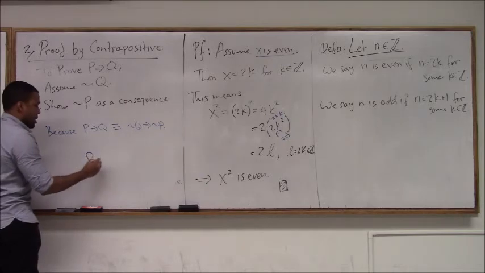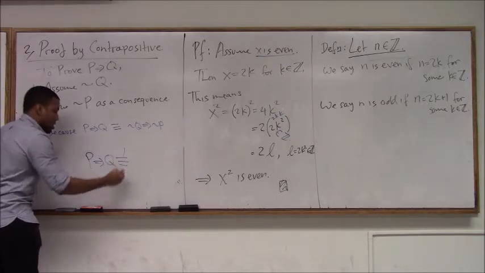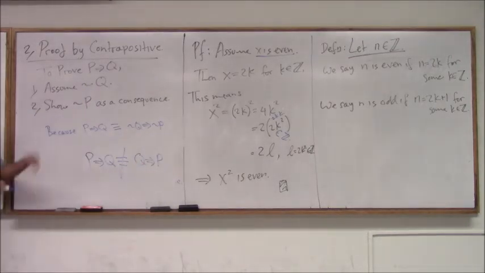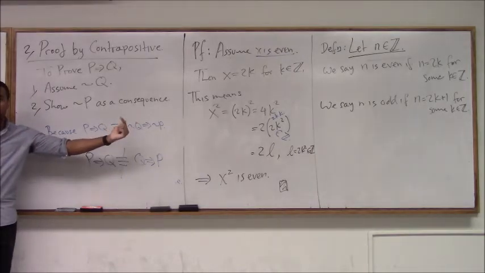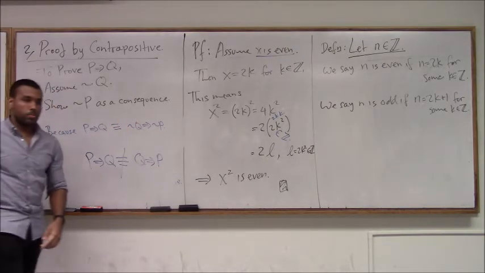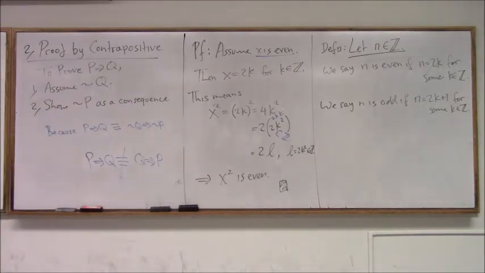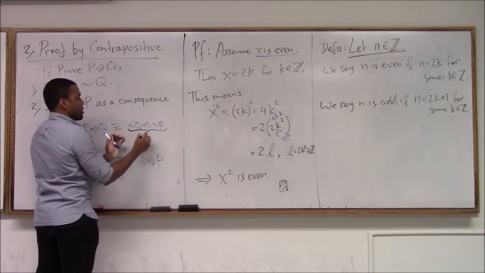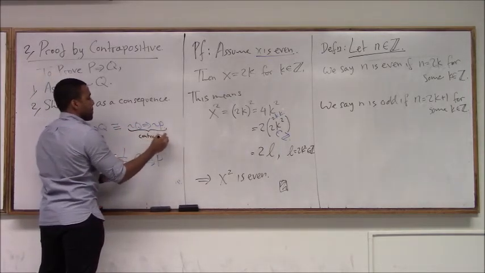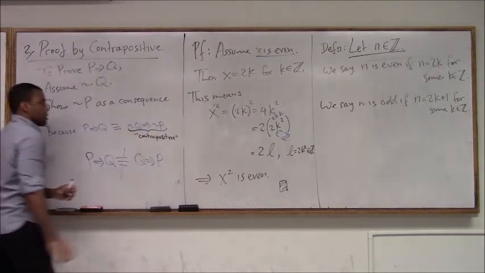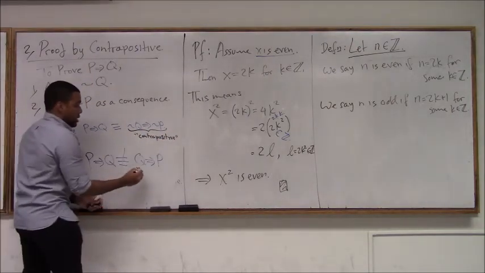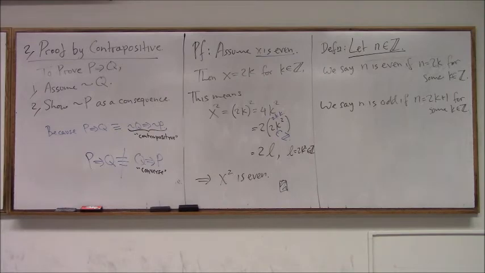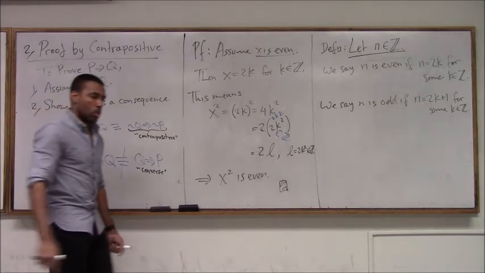Okay. P implies Q is not equivalent to Q implies P. Right? So just because I mention a statement in one order, it does not mean the statement is true in the other order. This statement is called its contrapositive. This is the contrapositive of P implies Q. This guy is called the converse of P implies Q. So given an implication, the converse is not always true.